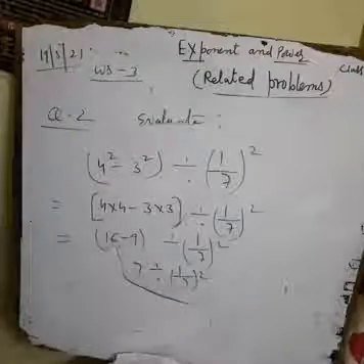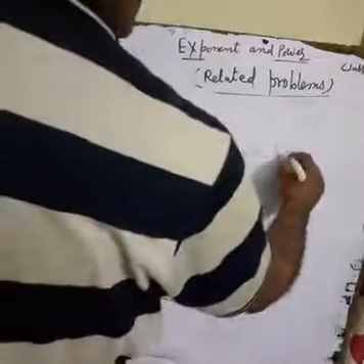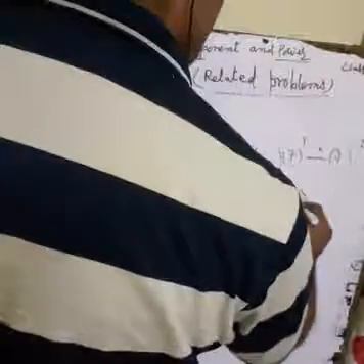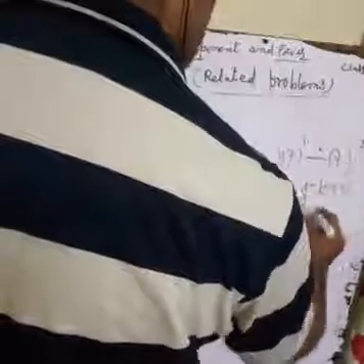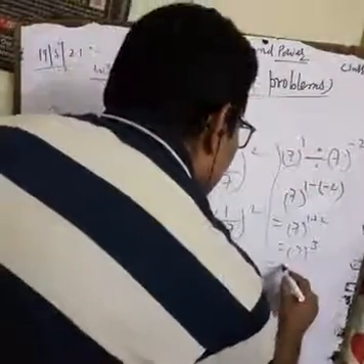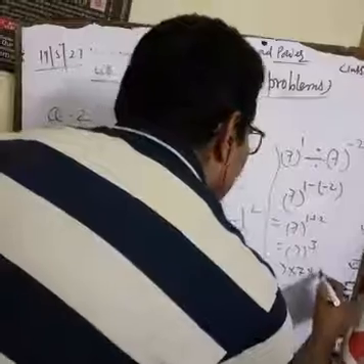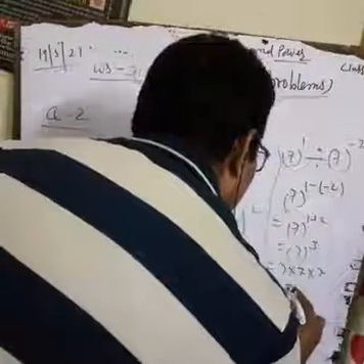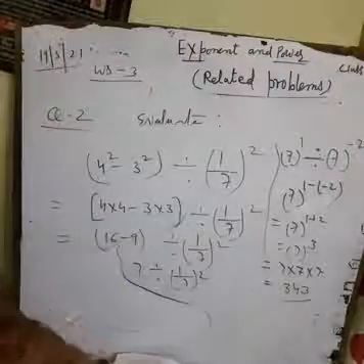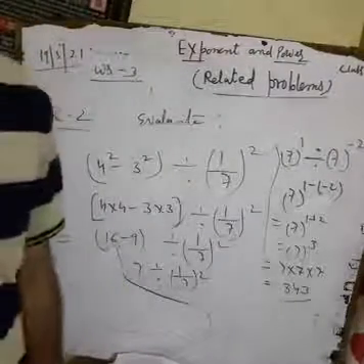So it becomes 7 to the power of 1 divided by 7 to the power of minus 2. Here base is same. In the form of divide, power will be 1 minus minus 2, which is 1 plus 2. 7 to the power 3. It means 7 into 7 into 7. This is 343.